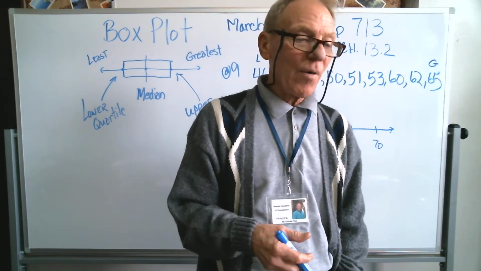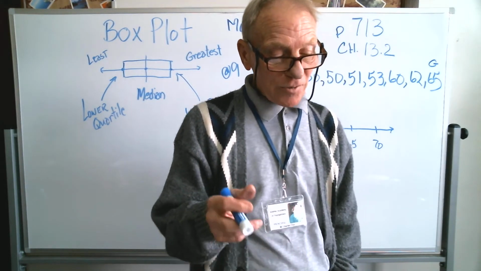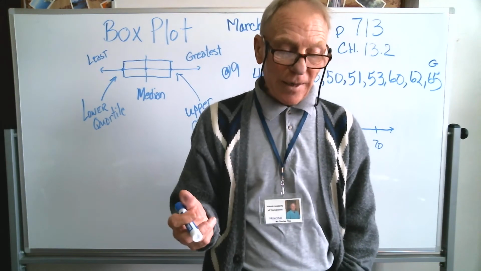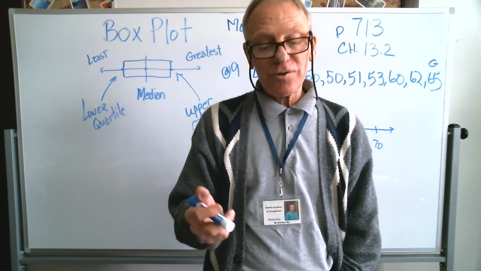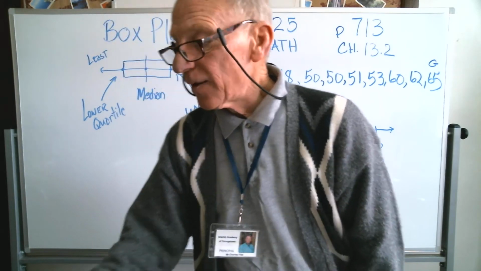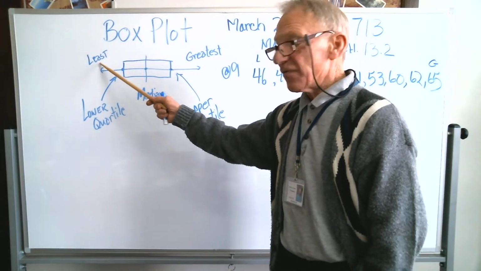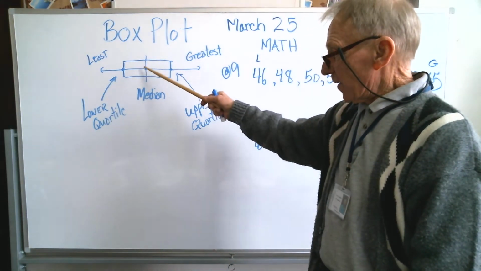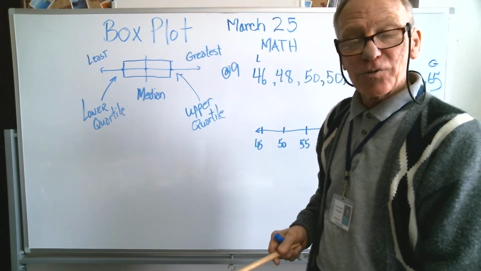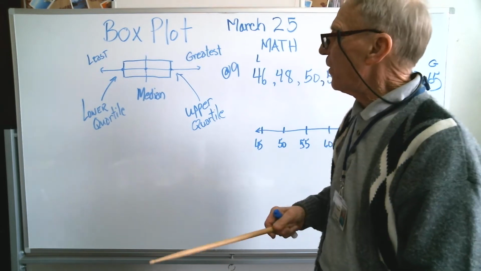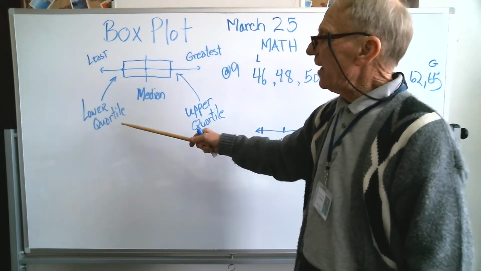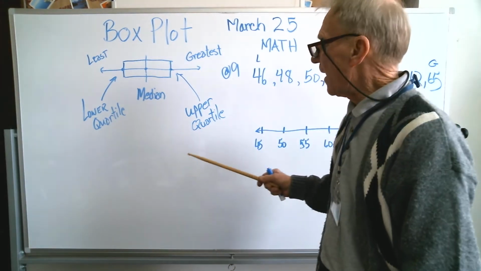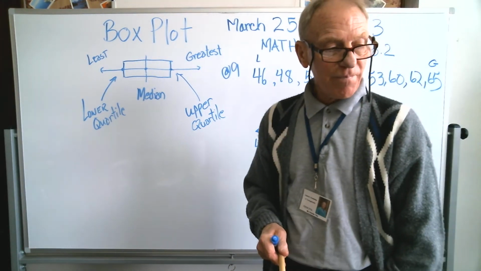So let's talk about what a box plot is. A box plot is a type of graph that shows how data is distributed. And it uses the least value, the greatest value. It shows you where the median is. Remember the median, that's the middle point in a data set. And then two new things that we're going to learn about today, the lower quartile and the upper quartile.